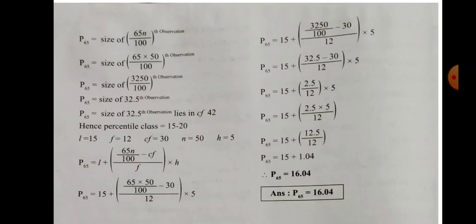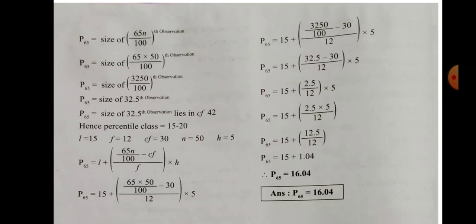Now finally apply the formula to find P65. So what is the formula here? P65 is equal to L plus (65 n upon 100 minus CF) divided by frequency, into h. Here h stands for class size. In the next step, fill in the values. Now P65 is equal to 15, the lower limit of the percentile class, plus (65 into 50 upon 100 minus 30) divided by 12, into 5, where 5 is the class size.